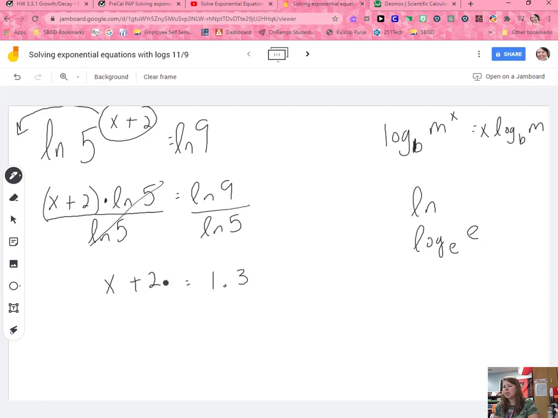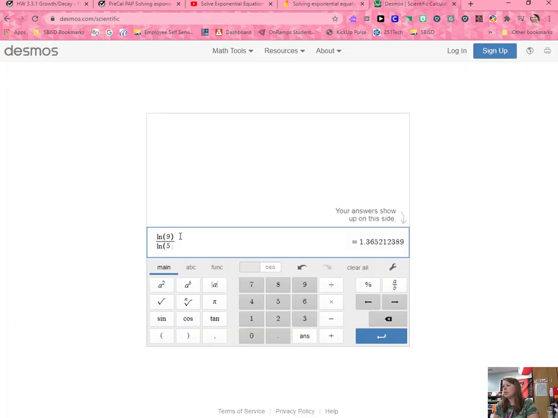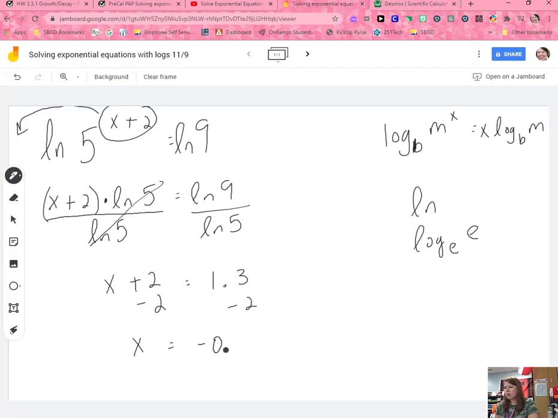x plus 2 is equal to a number, and so we'll subtract 2 to solve for x. So x is going to be equal to that minus 2, and so that'll be negative 0.634. On today's assignment we're going to round to the thousandths place, and so the 4, we look to the 7, is going to make that round up, so my answer is going to be negative 0.635. And that would be my final answer.